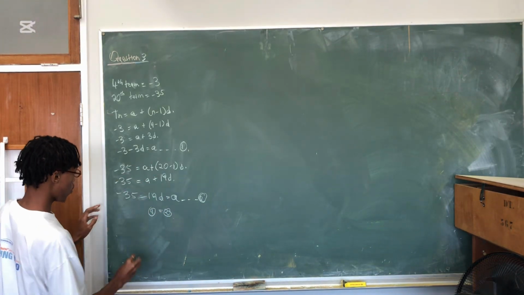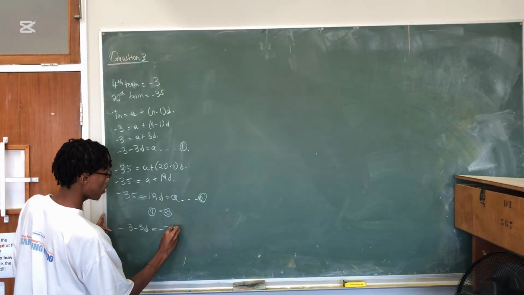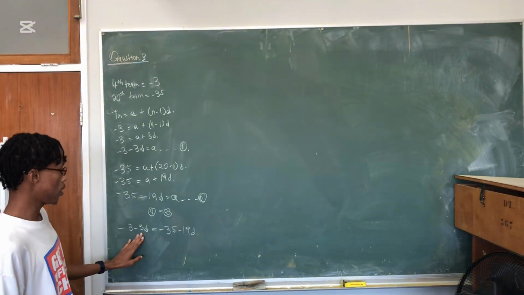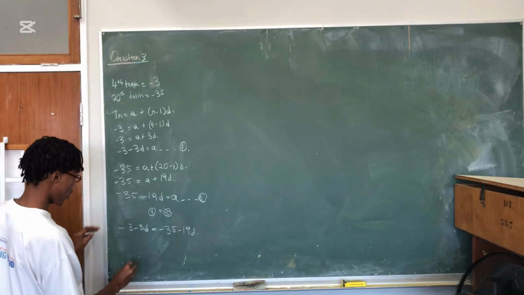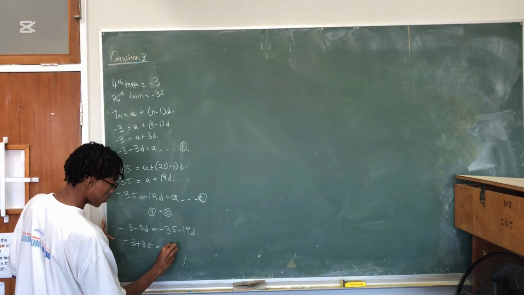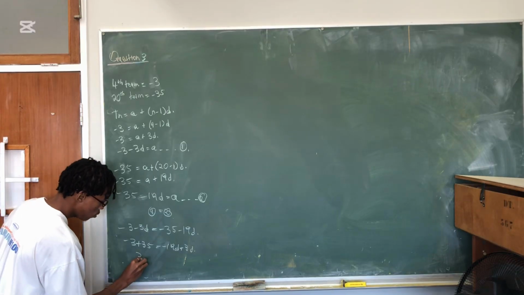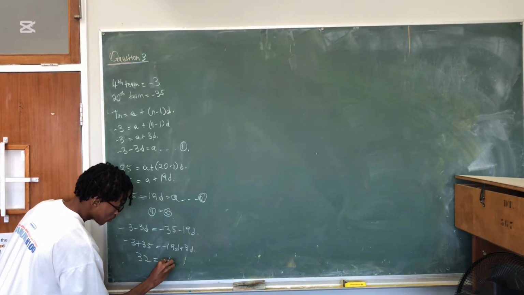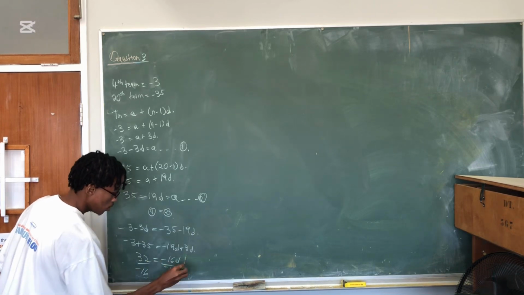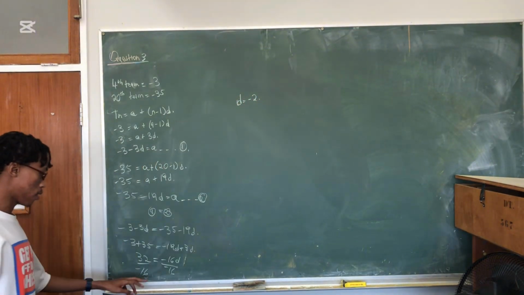They're both a, so we're going to say -3 - 3d = -35 - 19d. We take -3d to that side and 35 to this side. We have -3 + 35 = -19d + 3d. This side we have 32, that side we have -16d. Dividing by -16, our difference is going to be -2.